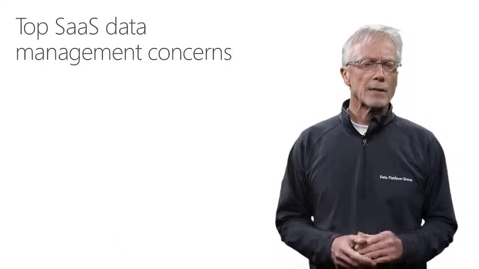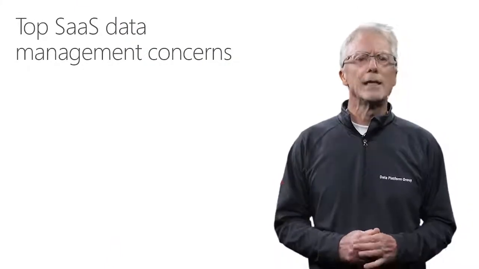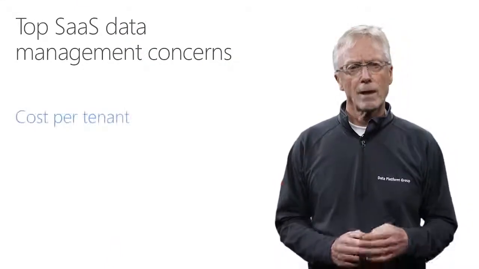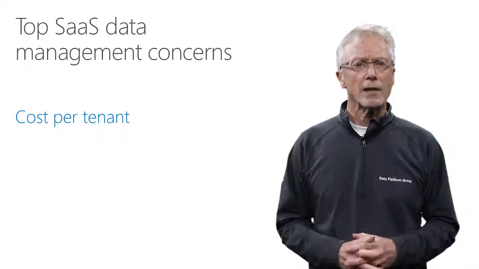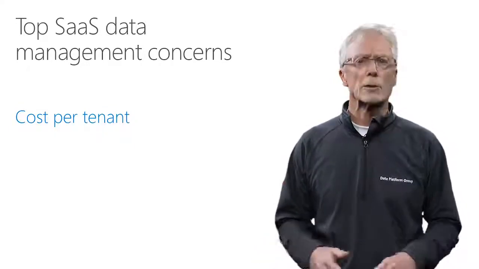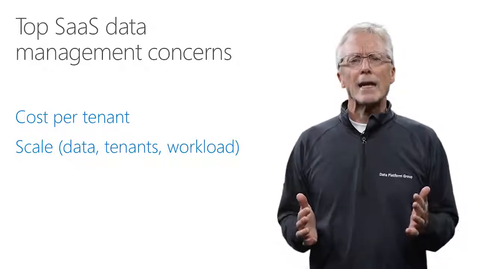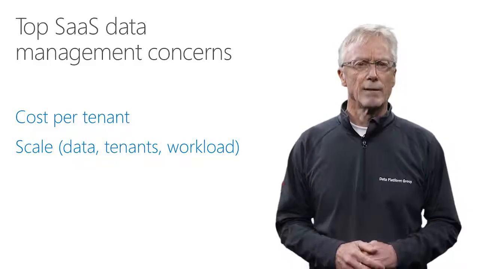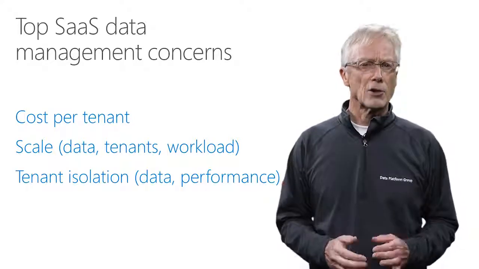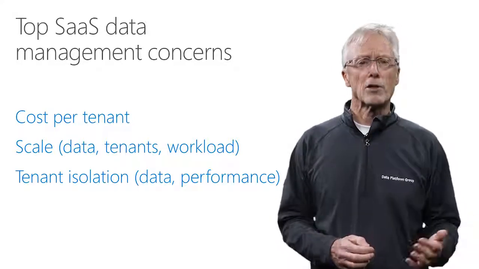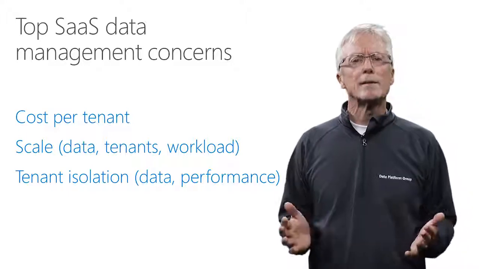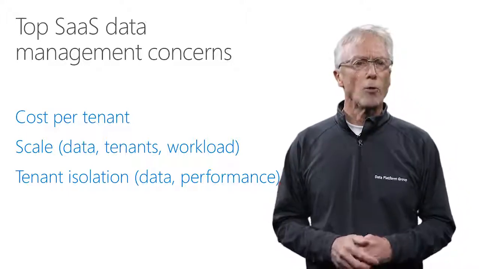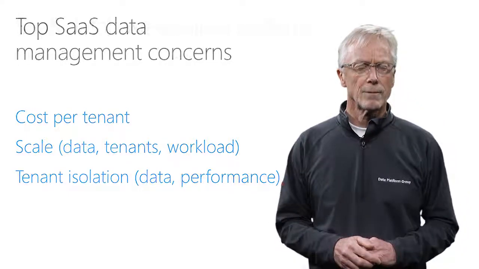When we talk to SaaS developers, they tend to have 3 key data management concerns. Cost per tenant, particularly if the application is targeting a low price point. Scale, can it handle the number of tenants? Can it handle the amount of data and the workload that is anticipated? And tenant isolation, not just in terms of data isolation, but also performance. Will one tenant's workload impact the performance experience of other tenants?